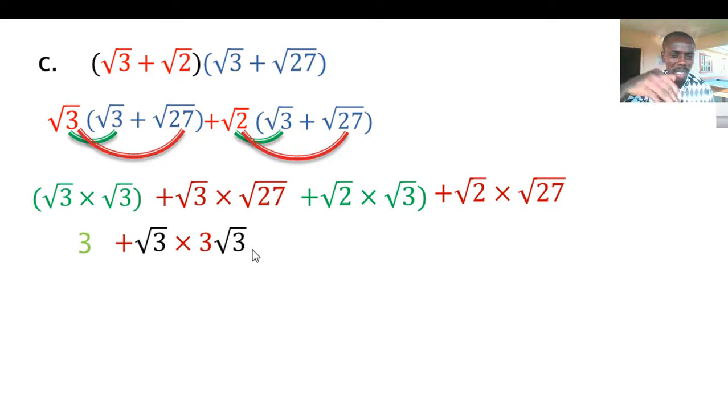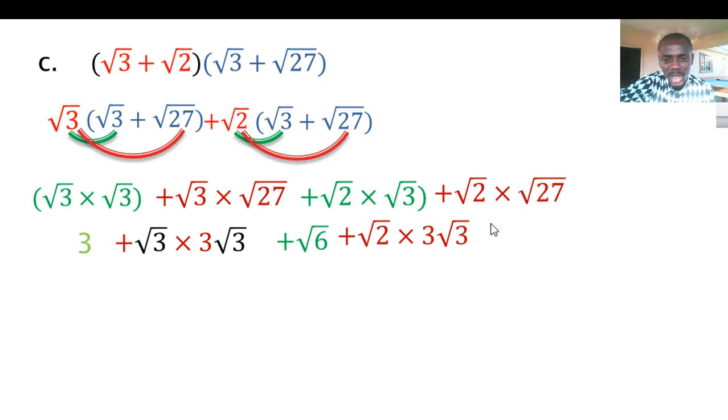Okay? From basic simplification, you will understand that plus root 2 multiplied by root 3 is giving root 6. Then coming down here, I'm having plus root 2 multiplied by root 27. Okay, so that is going to be plus root 2 multiplied by 3 root 3. My root 27 is also translating to 3 root 3 here.